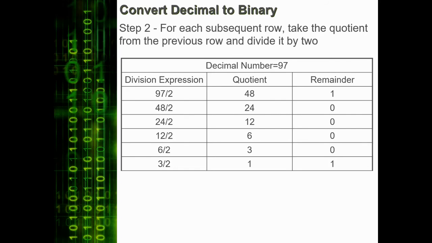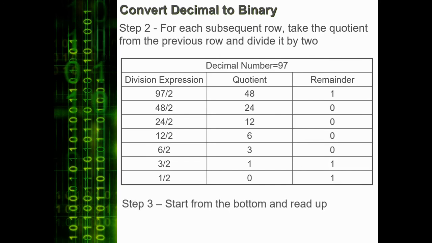Okay, now this is where it gets a little bit weird. So we're going to take 1 divided by 2, which is 0, right? Now we're down to 0. But there's a remainder of 1 left over. So what we have over here on the right is whether or not we have a remainder. We are going to read that from the bottom to write our number. So 1100001 represents the decimal number 97.